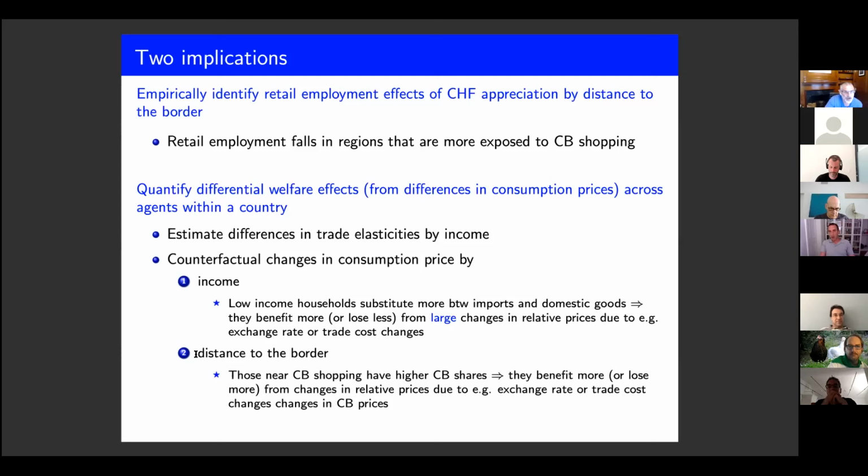On aggregate, you're absolutely right. It's small, but there are some regions like Basel, which are very close to the border, that spend like 10% on cross-border shopping. So for large changes in prices, that's going to be larger. Now, the one coming from income, even if the elasticities are very large, the differences are very large, for this to show up, you need a large price shock.